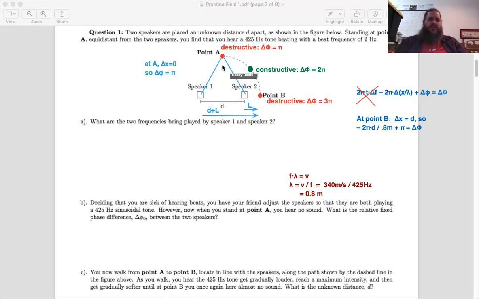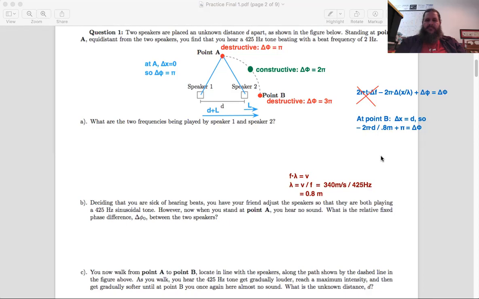Or alternatively, since we don't really know the direction here, maybe you're going from pi to 2 pi to 3 pi, or maybe you're going from pi to 0 pi to negative 1 pi. So you could use either pi or negative pi for delta total phase. The important thing is you want a result that gives you a positive value for D.